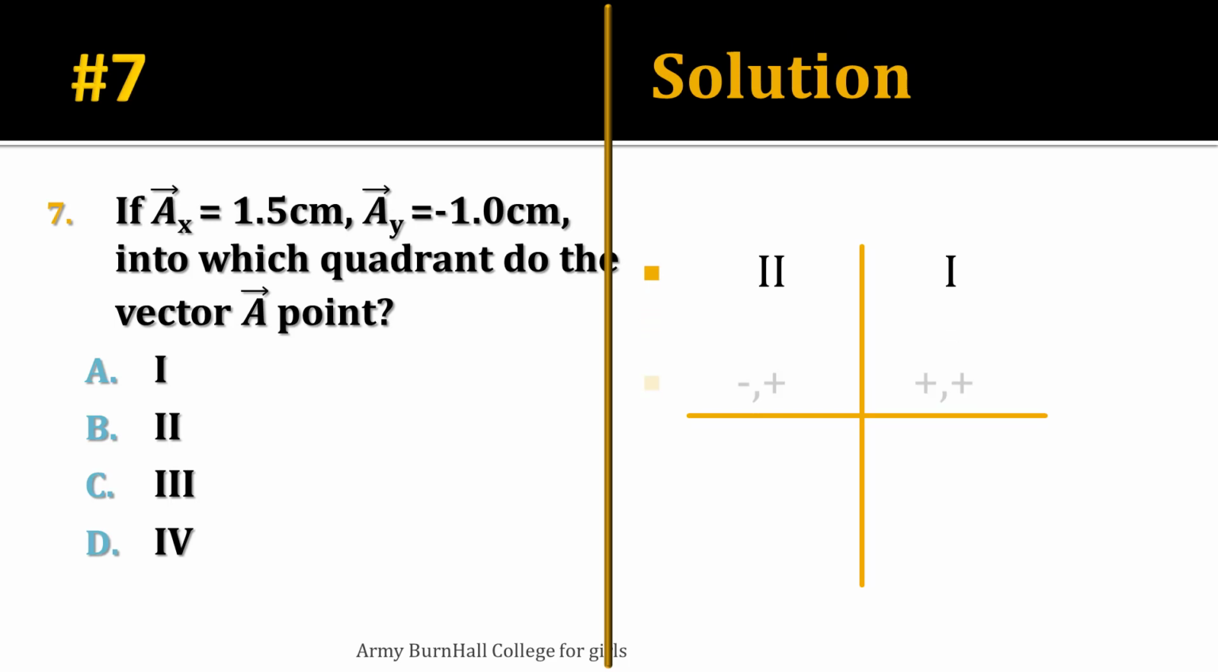You know in first quadrant both X, Y are positive. In second, X is negative, Y is positive. In third quadrant both are negative, and in fourth quadrant X is positive and Y is negative. So here you can see X is positive, Y is negative. So it will lie in which quadrant? Fourth quadrant, plus minus. Option D is correct.